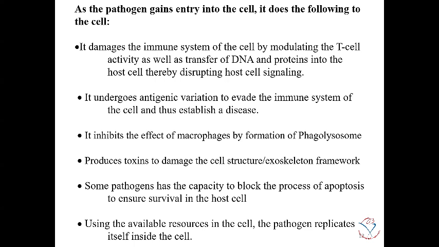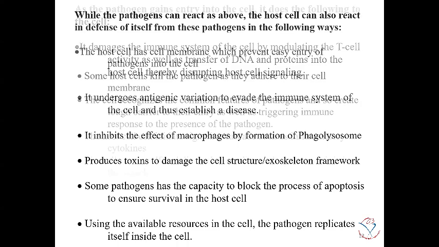And then some pathogens have the capacity to block the process of apoptosis. Apoptosis is self-destruction, where the cell, when it gets certain things that are not normal to itself, and it tries to control it and it couldn't, it will go for self-destruction, which we call that. Then, using the available resources in the cell, the pathogen replicates. When it has done all this, blocking the cell from reacting and from destroying it, the next thing you find is that it will try to replicate inside the cell. It tries to reproduce itself into large numbers, which will eventually allow it to do more work.